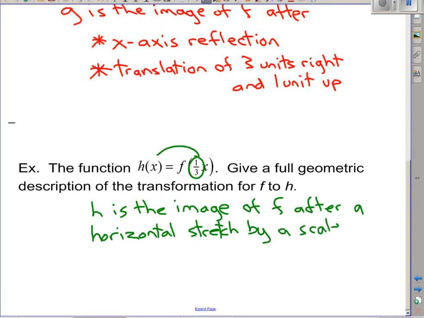And you need to say a stretch by a factor of, or ideally by a scale factor of 3. Okay, the reciprocal of that 1/3. If you just say after a stretch of 3, it's not clear whether we're stretching it by 3 units or making it 3 times as wide. It should be 3 times as wide, so that's why we say by a scale factor of 3.